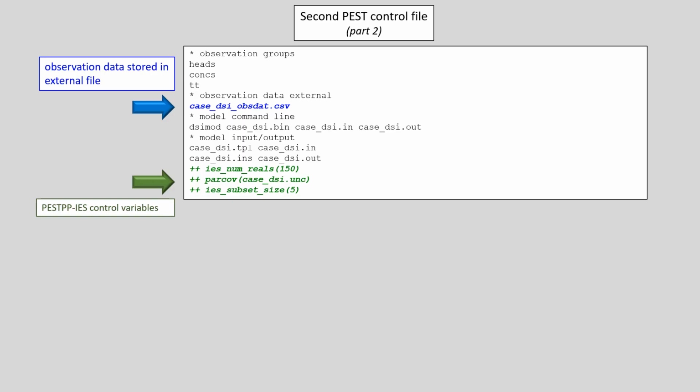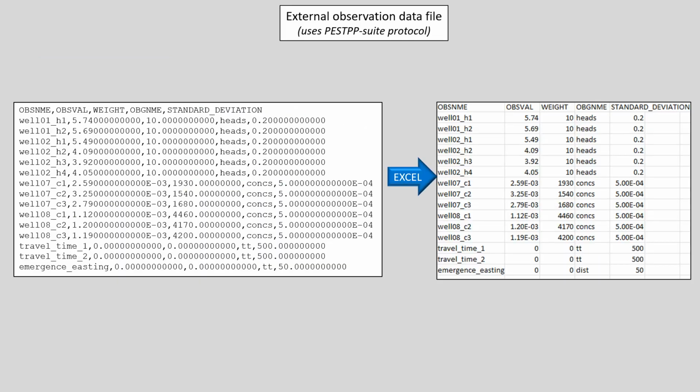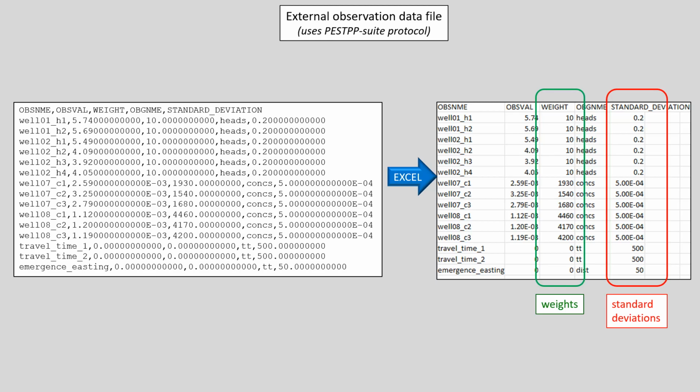In this case, the observation data section of the PEST control file is recorded in a CSV file named case_DSI_obsdat.csv. Let's have a look at this file. It's a CSV file, more easily viewed in Excel. As you can see, this just reproduces the observation data section of the partial PEST control file that was supplied to DSI2. This includes weights and standard deviations of measurement noise.